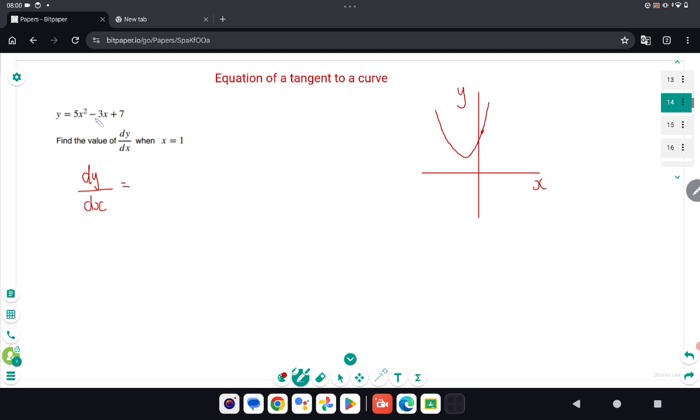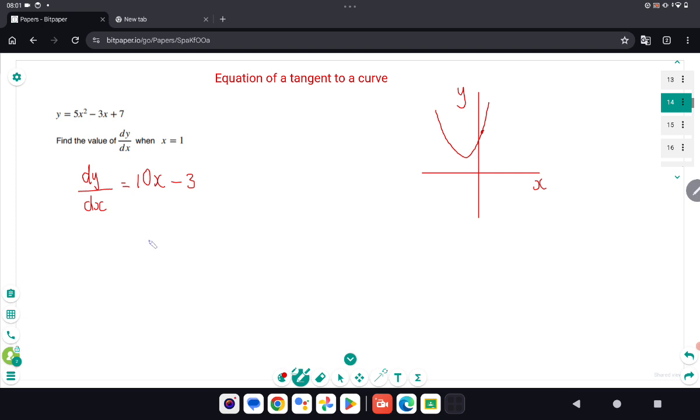How do we differentiate? We times by the power and take 1 off the power. So 2 times 5 is 10. Take 1 off the power, power 1. We've got 3x to the power 0. No, we haven't. We've got 3x to the power 1. So times by the power, take 1 off the power, gives us x to the power 0, which is 1. So we're just left with minus 3. And our constant term disappears.